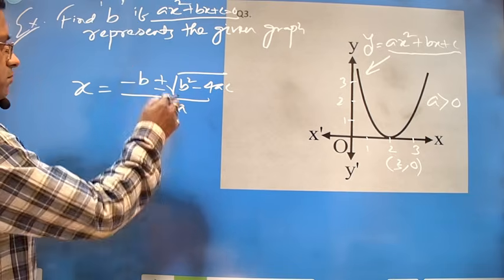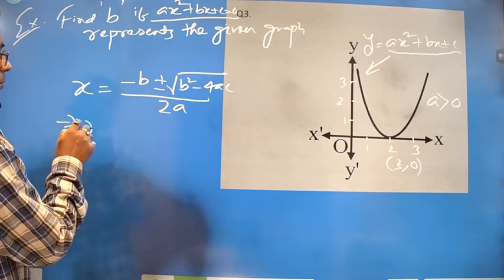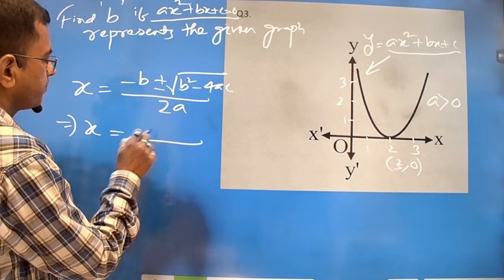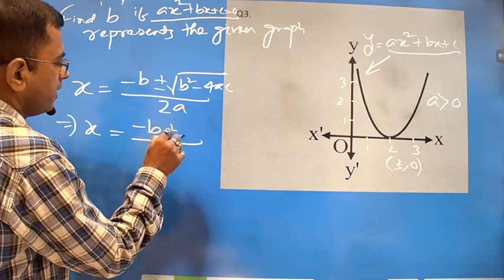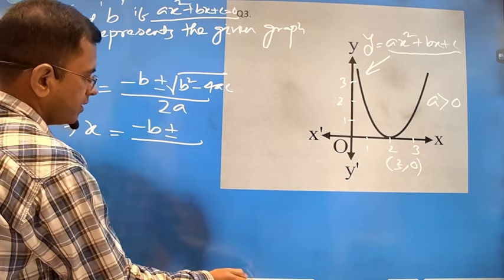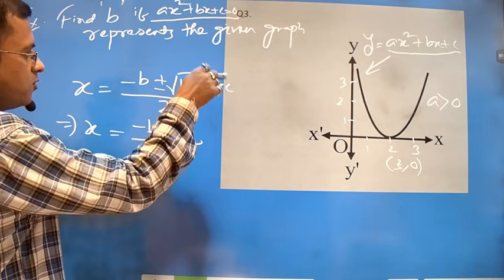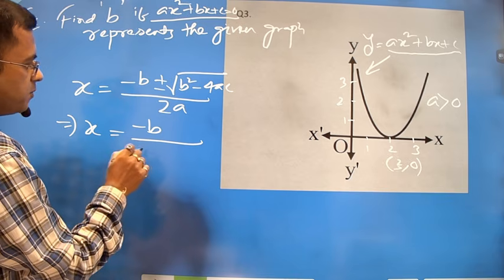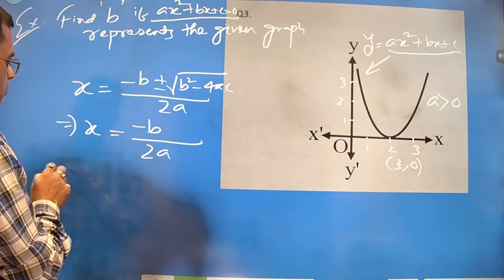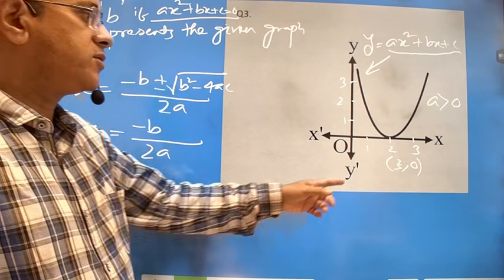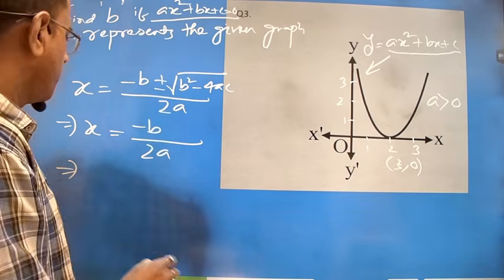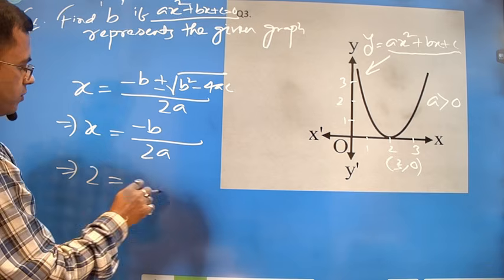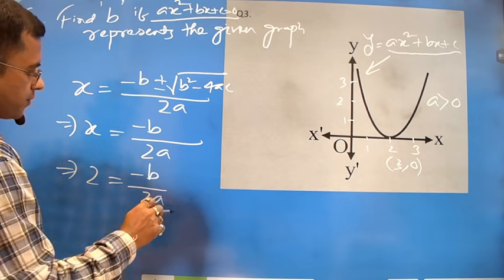So the discriminant equal to 0 because we are going to get equal roots. So here the discriminant will be 0, this part will be 0, so it will be minus b by twice a. So what will be the value of x? X equal to, no, it is 2, so 2 equal to minus b by twice a.